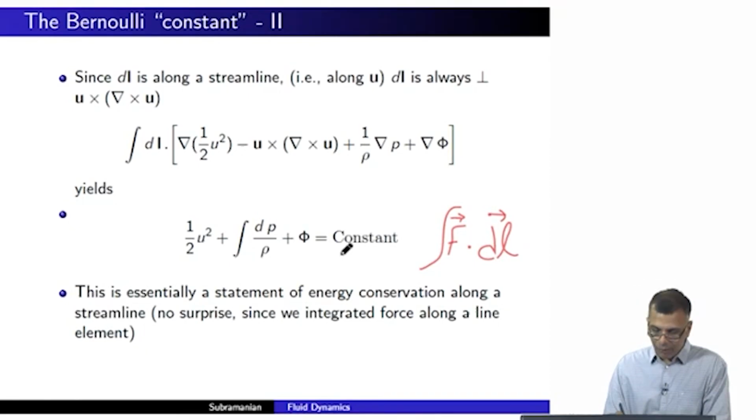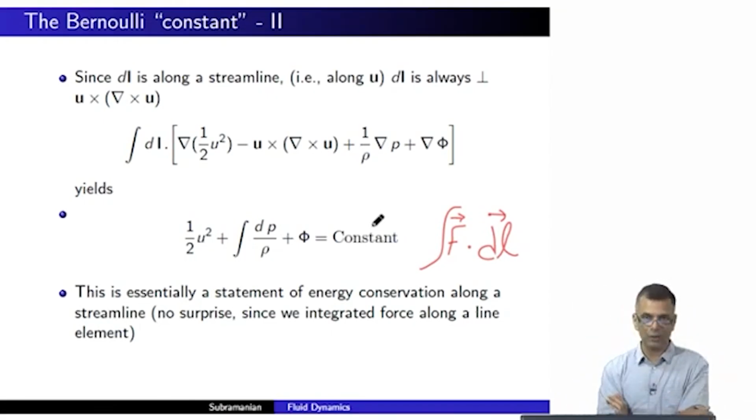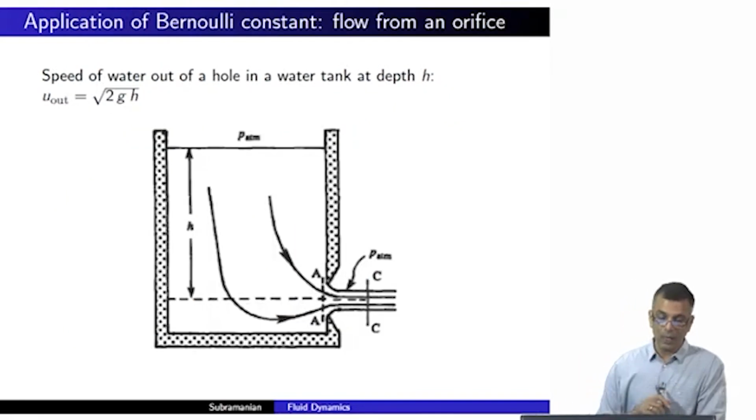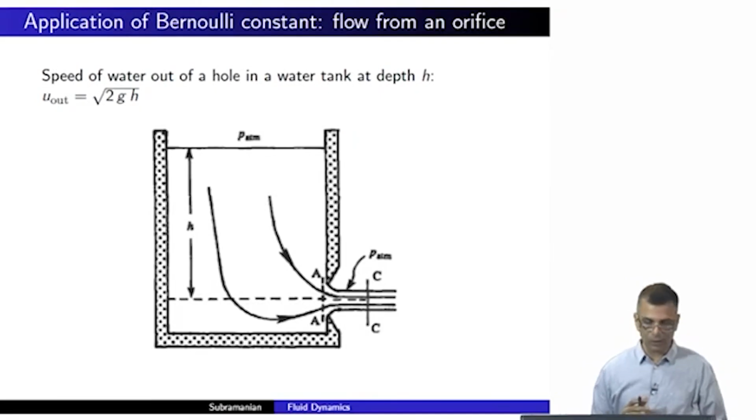But the remarkable thing about this is that the energy turns out to be a constant, and this is called the Bernoulli constant. This is yet another label for a streamline. The stream function was one, and this is another very important label from a practical point of view. This is yet another label for a streamline. Right. So here's an application of the Bernoulli constant.